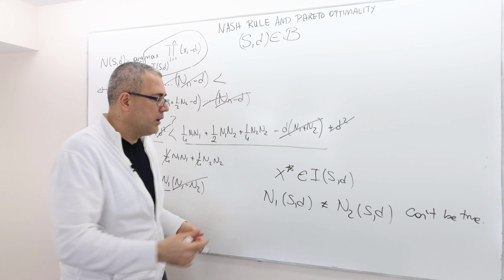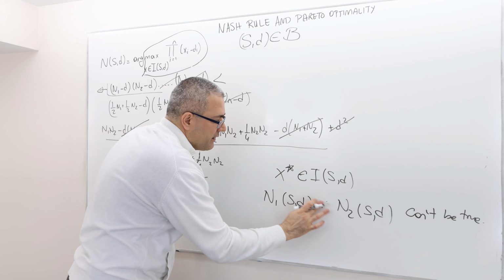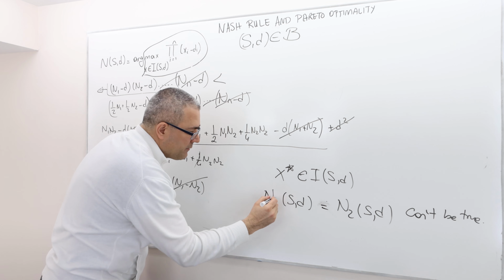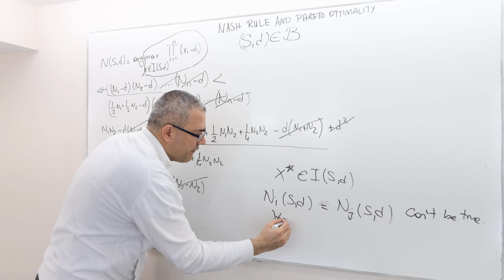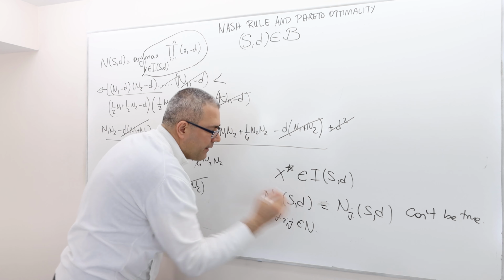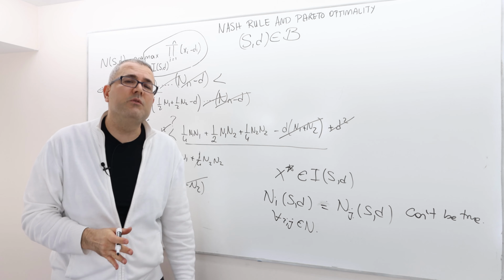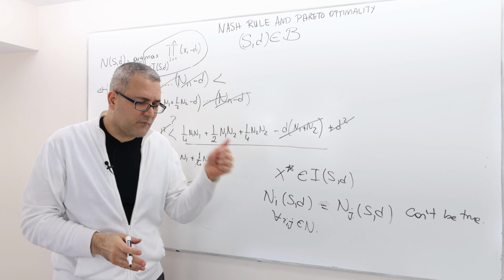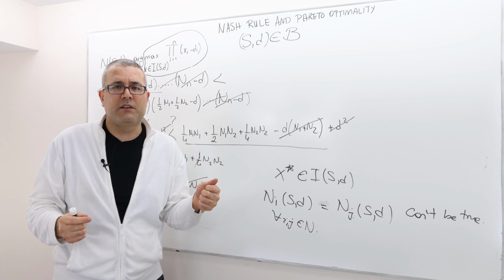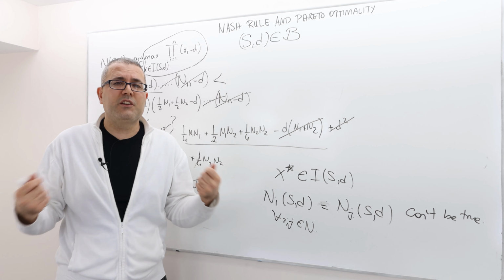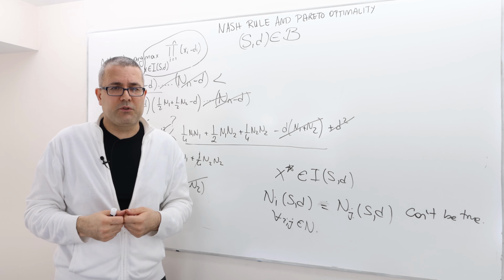Well, therefore, we have to have that the Nash solution must be giving exactly the same numbers for every i and j in N. Hence, the conclusion is that if the game is symmetric, well, then the Nash solutions will be symmetric as well. Hence, the Nash bargaining rule is a symmetric rule. Okay?